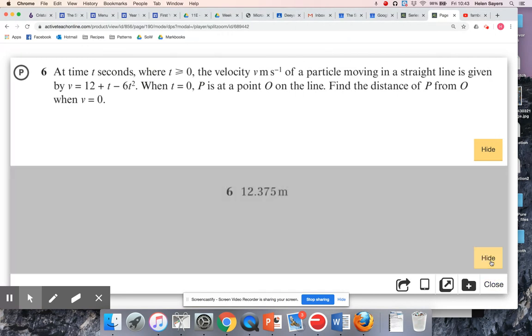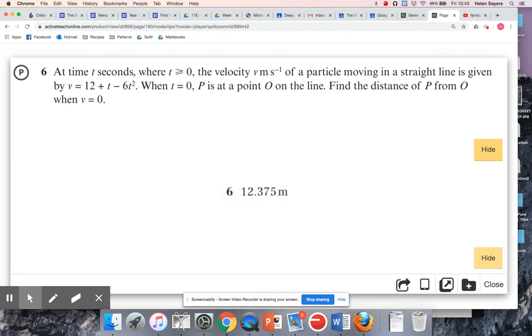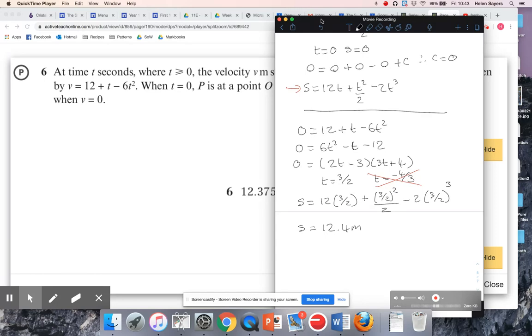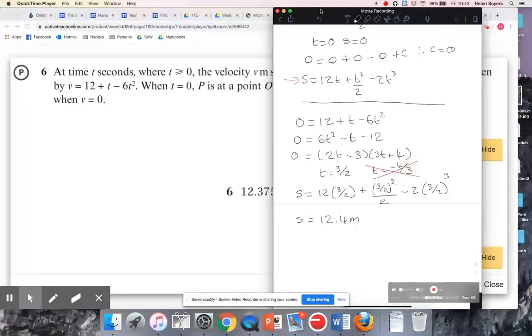Just double check that. Yep, okay, so they haven't rounded, but the standard, if you haven't used g as 9.8, which obviously is not relevant for this question, the standard for mechanics is to round to 3 significant figures.